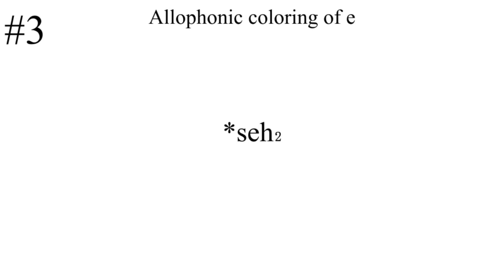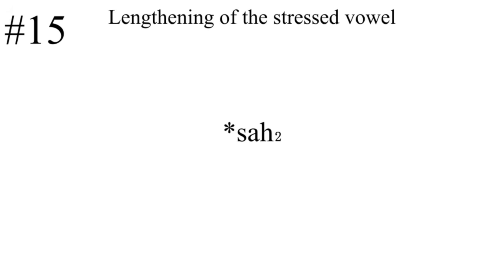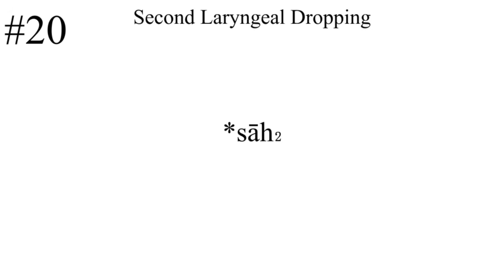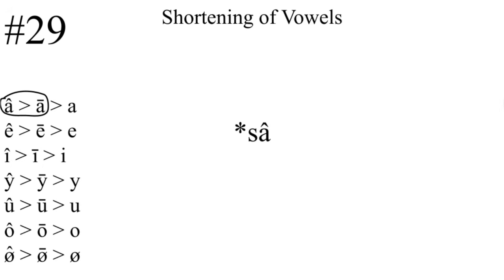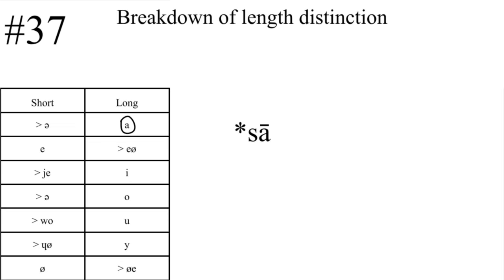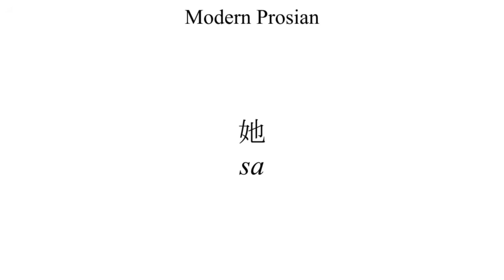Rule 3 says A is pronounced as A next to H2, so sa. Rule 15 lengthens the stressed syllable into sa. Rule 20 gets rid of the H2, but it also lengthens the vowel further into sa. Rule 29, instead of shortening it into a short vowel, shortens it into a regular long vowel. And Rule 37 reduces it to short A, not schwa. That gives sa as the word the.